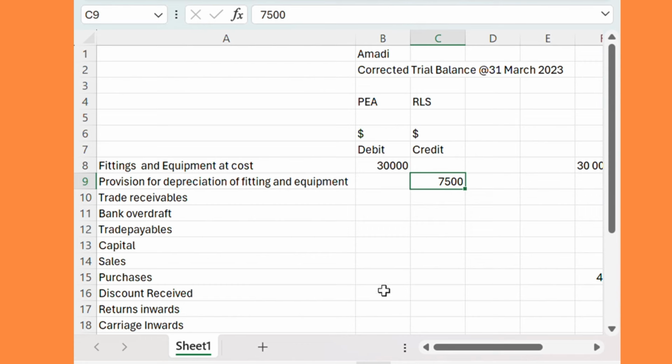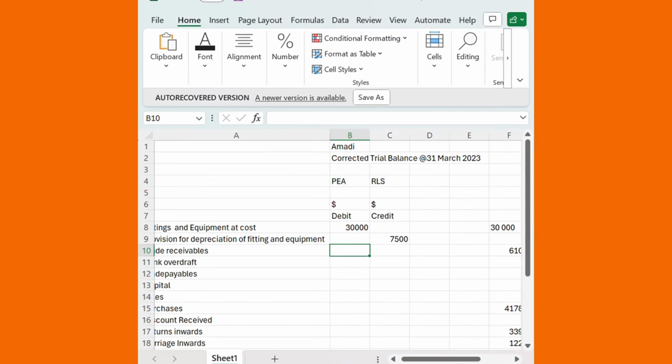We then go into trade receivables. When it comes to trade receivables, we can look at what trade receivables are. Trade receivables are current assets within the statement of financial position, as trade receivables are people that owe the company money. So that is money that is meant to be coming in. So if it's an asset, it goes onto the debit side, just as we said in the PEA.